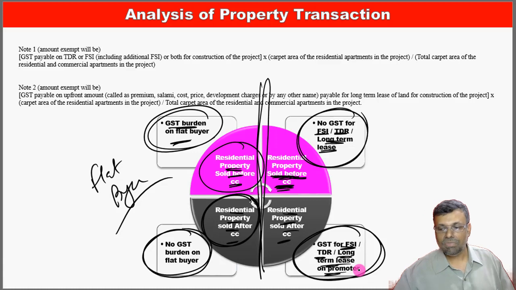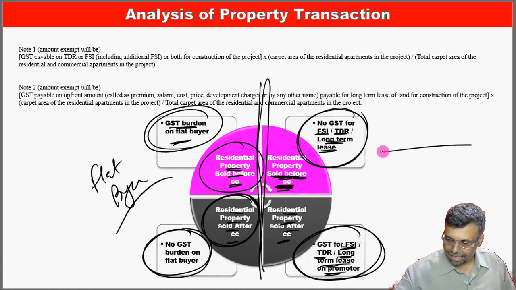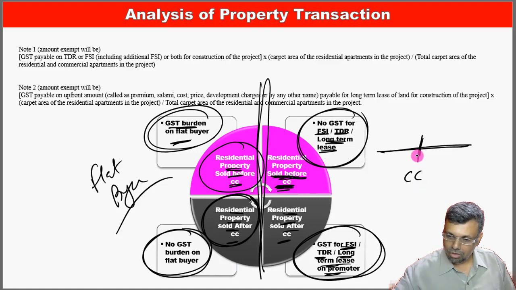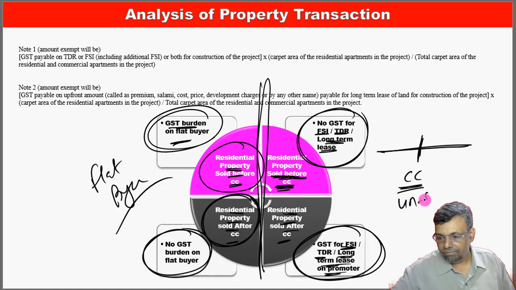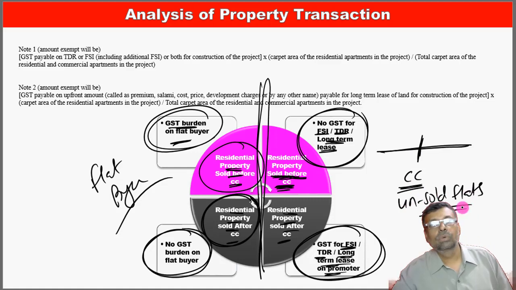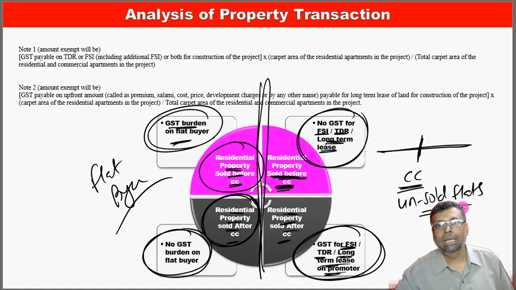Okay. So what is the conclusion? Logical conclusion. See, in the time sequence, the cutoff date means a completion certificate or the first occupancy, whichever is earlier. On the cutoff date, if there is any unsold flats, understand this very carefully. It's a very logical statement I'm making out of the GST provisions.